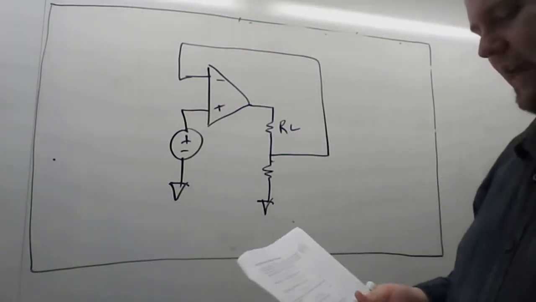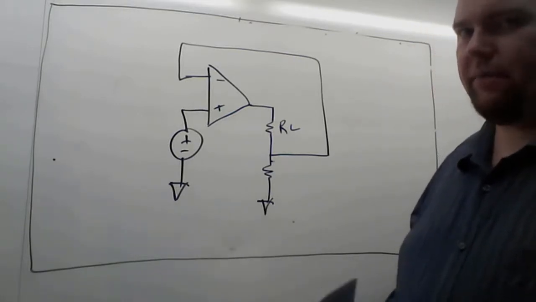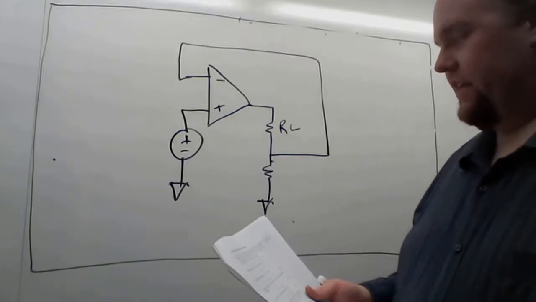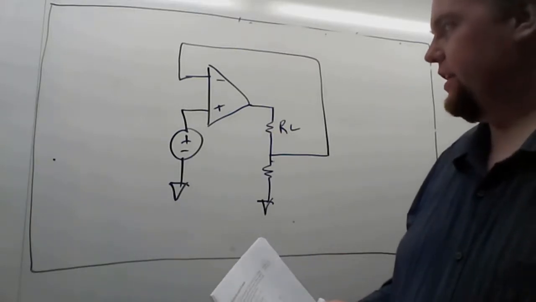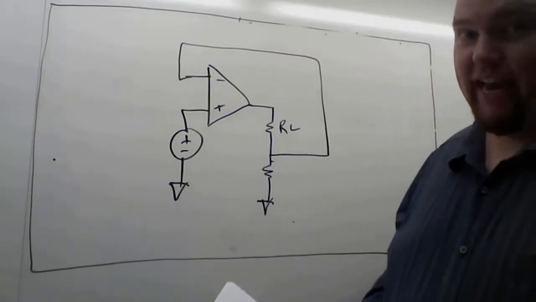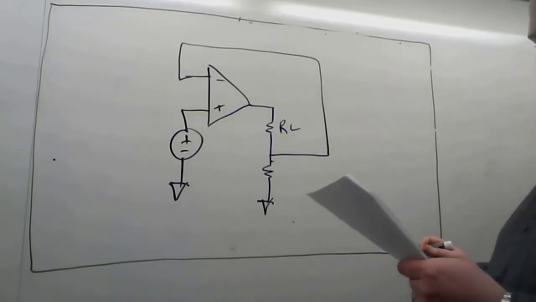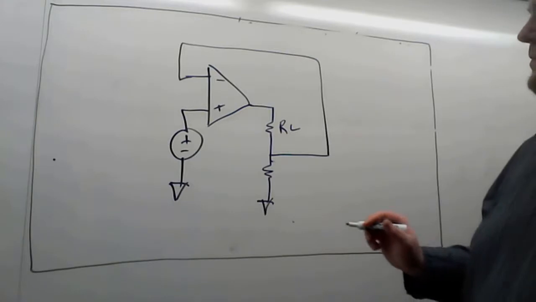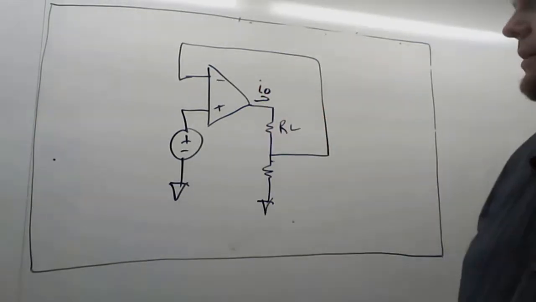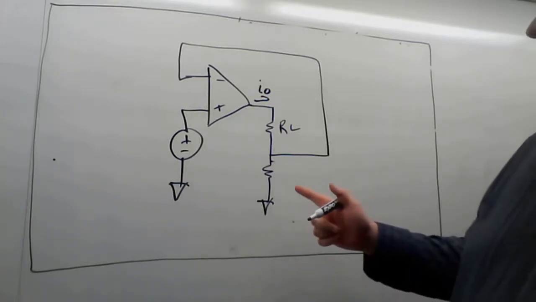So we haven't talked much about series output op-amps. We haven't seen very many series op-amp configurations. This would be a series op-amp configuration, a series output op-amp configuration. So in this case, we have a current output that we care about.